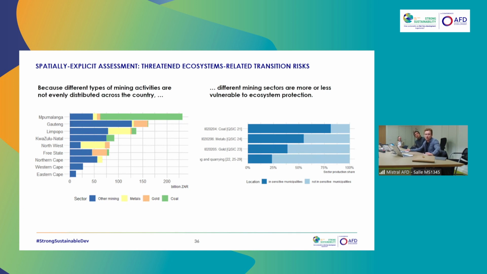For example, gold mining, we find that gold mining is less exposed or less vulnerable now to transition shocks intended to protect ecosystems. So here, 80% of coal mining activities and 50% of metal mining activities are located in what we call sensitive municipalities, that are municipalities with a high extent of threatened ecosystems by mining activities.